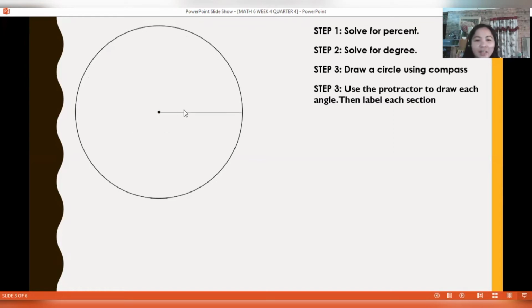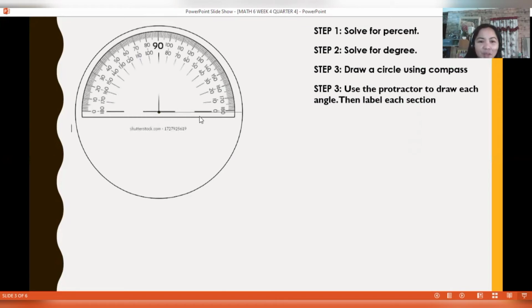Ayan. Balikan natin. Kung mapapansin nyo, gumawa ako ng initial line, or reference line. Bakit ako gumawa ng reference line? Diyan ko itatapat yung zero. At itong center, dapat doon nakatapat yung center ng protractor. Itong guhit na to, doon dapat nakatapat ang zero ng protractor. So, kuha tayo ng protractor. Tapat natin dito sa line yung zero. Dapat sakto-sakto siya doon sa line. At itong center ng protractor, itong may intersection, nakatapat siya sa center ng circle.